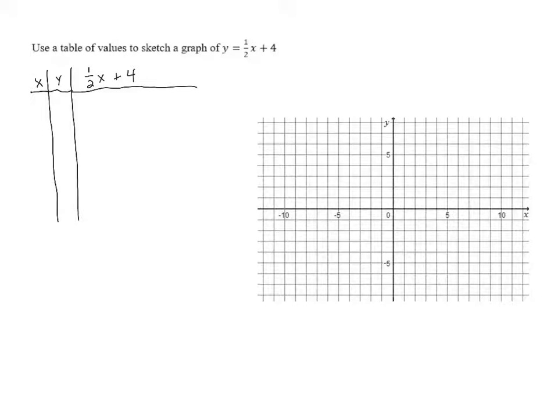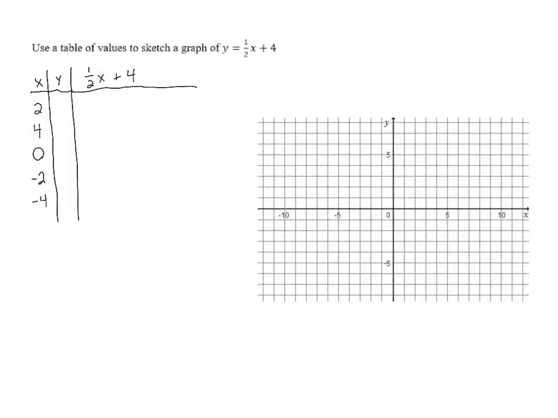So we want to pick values of x that get rid of the fractions, and since the coefficient on that x is 1/2, if we multiply by any multiple of 2, that's going to get rid of that denominator. So in this case, we want x to be a multiple of 2. So I'm going to pick a couple of positive multiples of 2, 2 and 4. We can always use 0, and then I'm going to pick -2 and -4. Let's plug those in for x and figure out what the corresponding values of y are.